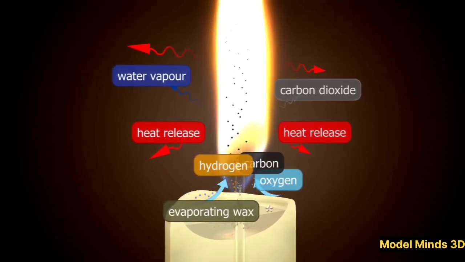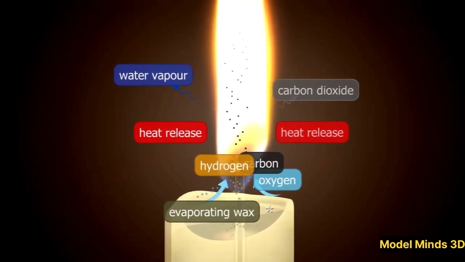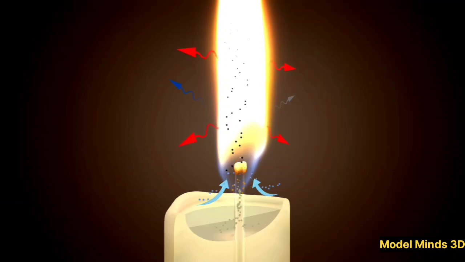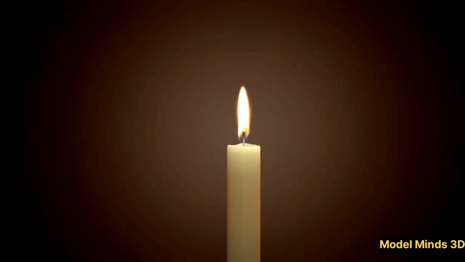The flame doesn't just produce light, it also generates heat. This heat melts the wax around the wick, creating a pool of liquid wax. As the wax is consumed, the candle gradually burns down. This cycle continues until the wax is gone, or the wick can no longer draw fuel.